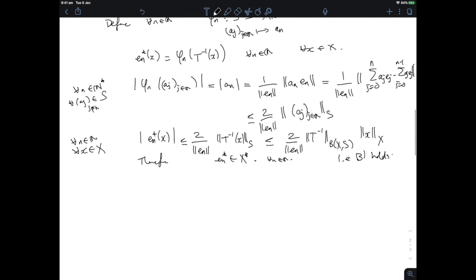What about 4? Well, 4 is really a consequence of what we just did, because when I look at en star times en, we've just seen that the norm of en star is smaller than 2 divided by the norm of en times the norm of t minus 1 as a bounded linear map from X to S. And so you multiply that by the norm of en and you get 2 times the norm of t minus 1. And that's finite, and that is independent of n. And so this proves 4.